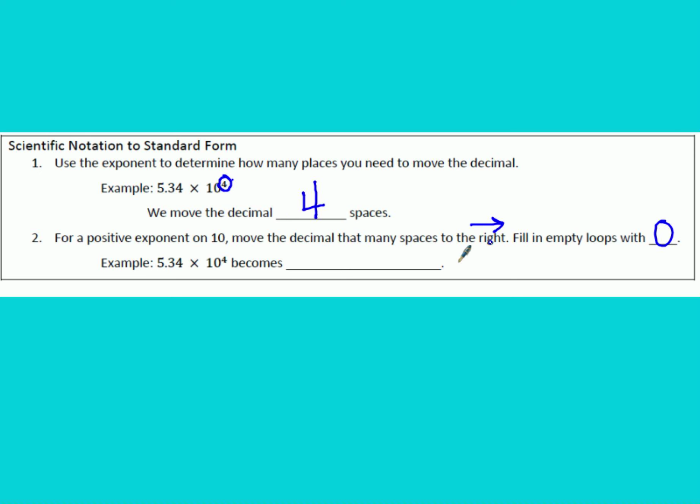So if we're starting with 5.34, our exponent 10 to the fourth tells us we're moving our decimal 4 places to the right, so we start at the 5 and we go 1, 2, 3, 4 spaces to the right. It's going to land here. We fill in any extra empty loops with zeros. That means that we made the number 53,400. And that's our new number.